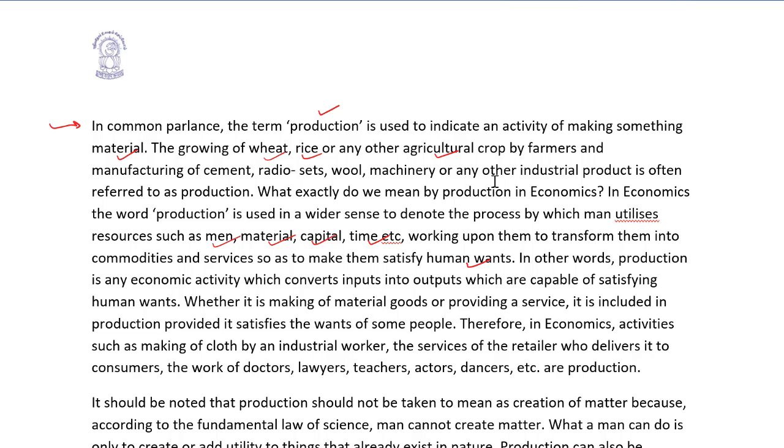In other words, production is any economic activity which converts inputs into outputs, capable of satisfying human wants, whether it is making material goods or providing services. It is included in production because it satisfies the wants of some people. Therefore, we can say that in economics, activities such as making of cloth by an industrial worker, services of a retailer who delivers it to the consumer, doctor, lawyer, teacher, actor, dancer are production.